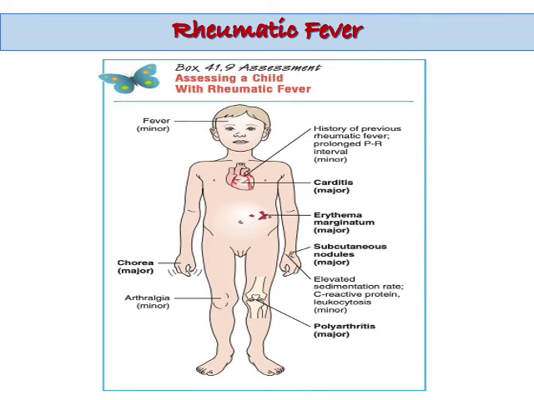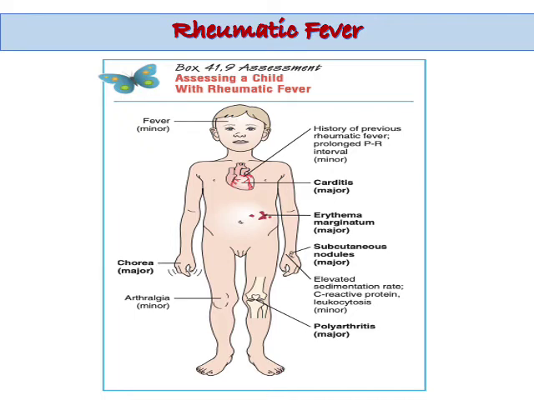According to the Jones criteria, rheumatic fever has major and minor symptoms. The major symptoms are 5. These are the ones shown here in bold letters. Carditis involves the cardiovascular system. Erythema marginatum involves the skin. Subcutaneous nodules, the skin also.